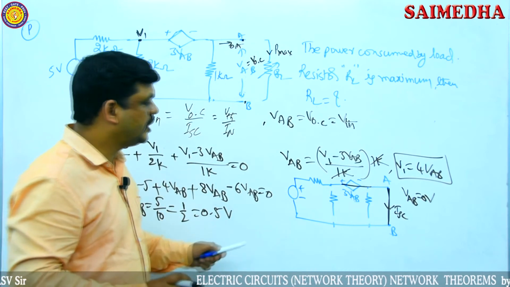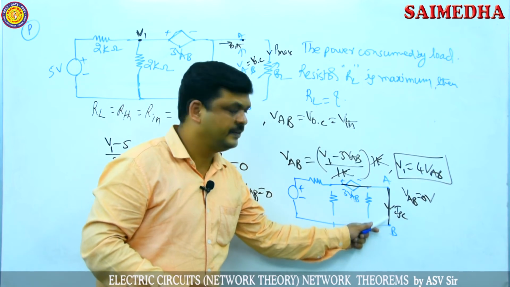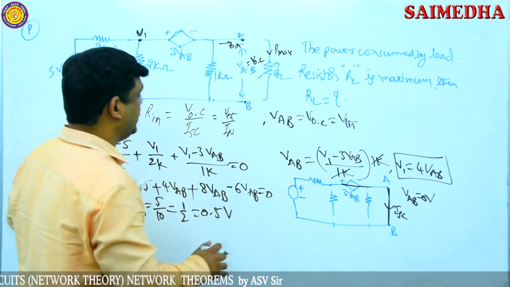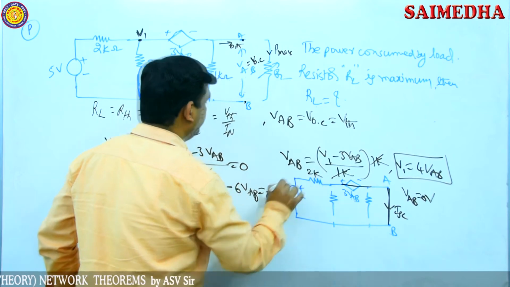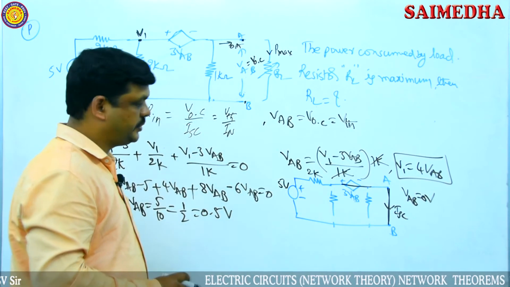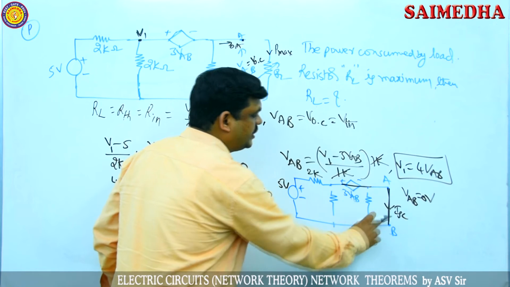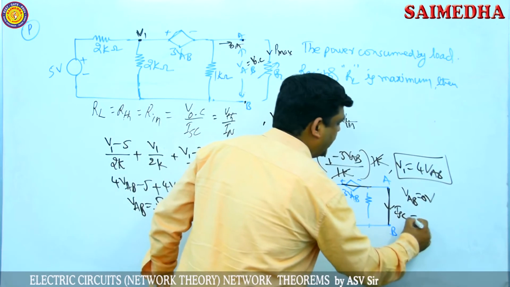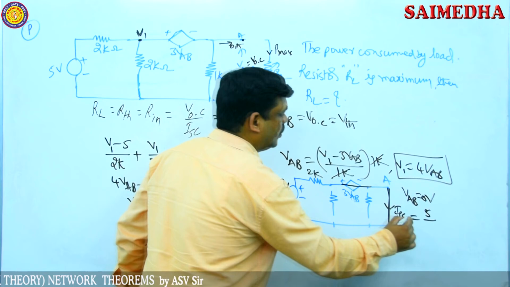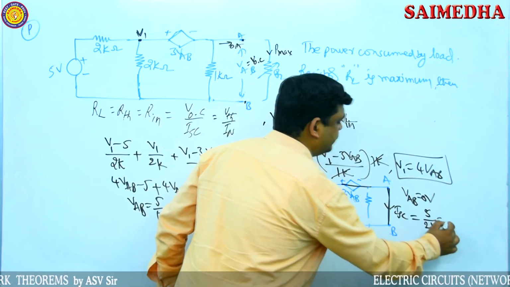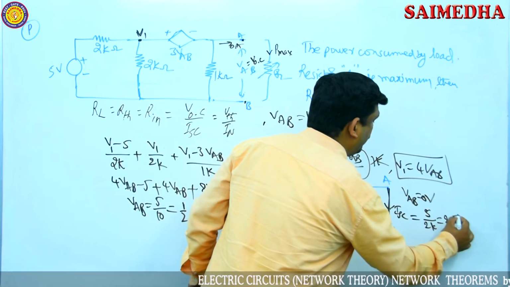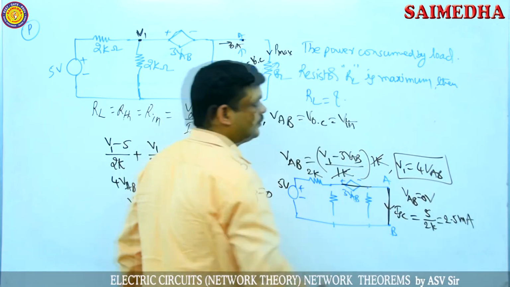Now the complete circuit consists of one ISC and one resistor, this one, and the voltage source. This resistor value is 2 kilo ohms and the voltage source value is 5 volts. Then the complete circuit acts as one loop circuit. ISC is equal to total voltage by total resistance, that is 2K. This value is approximately 2.5 milliamps.